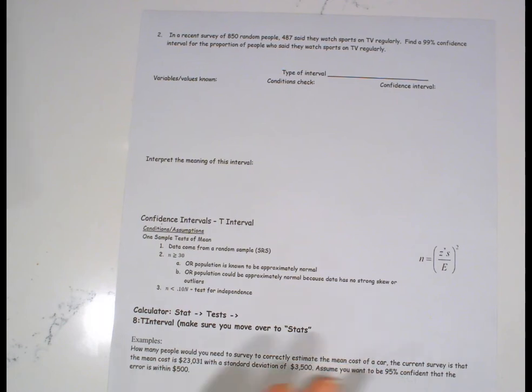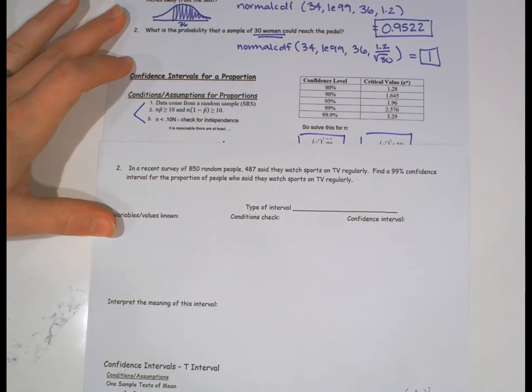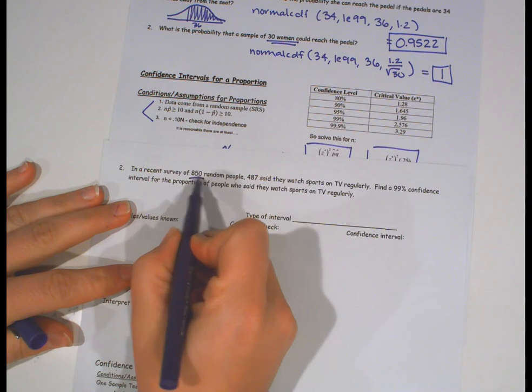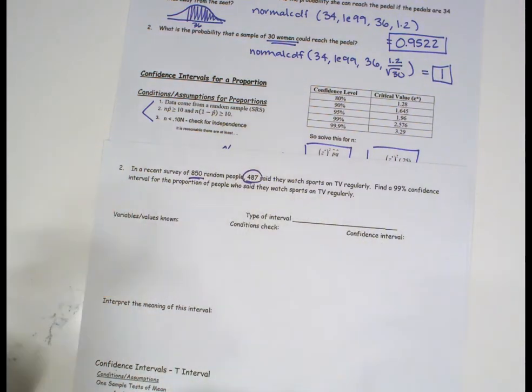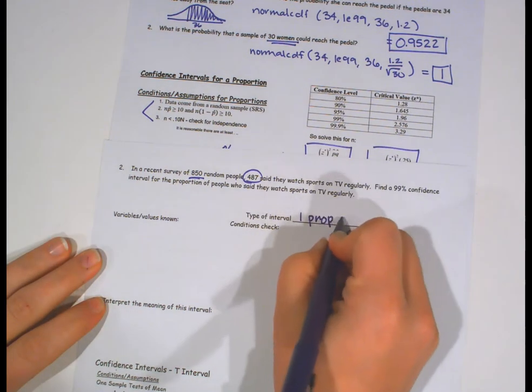All right, so if we look at our next page, this all goes off of our proportion information. So if we wanted to keep that stuff kind of showing, this is a proportion question, right? It says out of 850 people, 487 of them said they watch sports on TV regularly. So anytime we're given a blank out of blank, we know we're working with a proportion. So we're going to do a 1-prop Z interval.